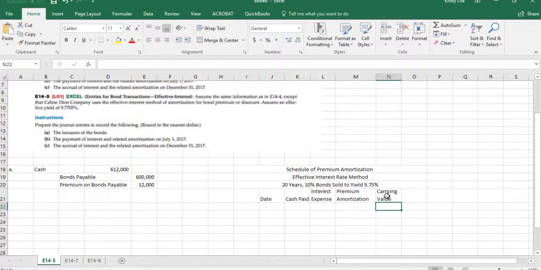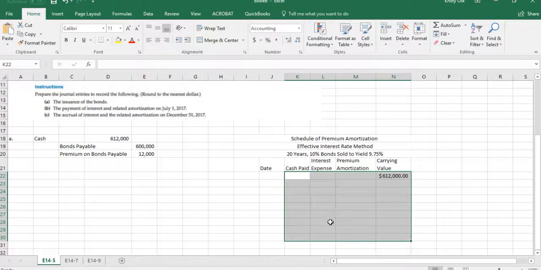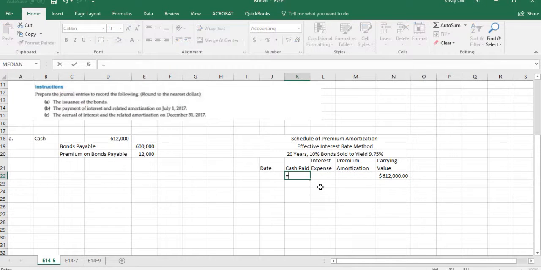So carrying value at any given point in time after bond interest payments and premium amortization will reflect what the book value is. So we start off with a book value of $612,000. Make all of these dollars. We know that our cash is going to be $600,000.